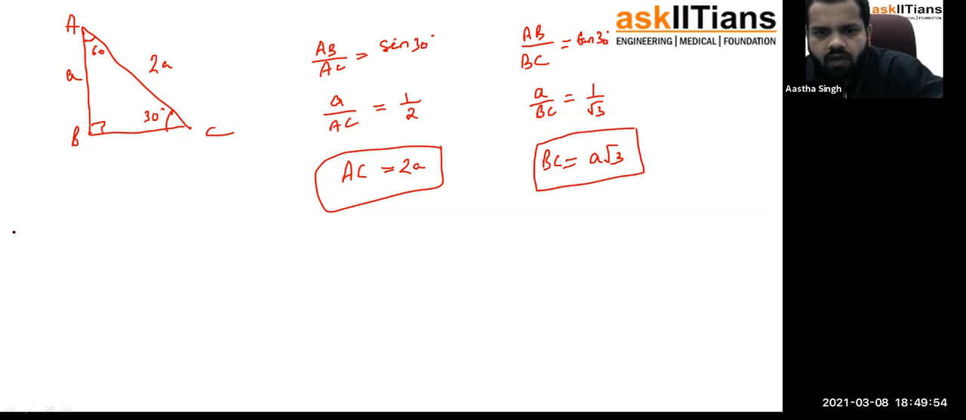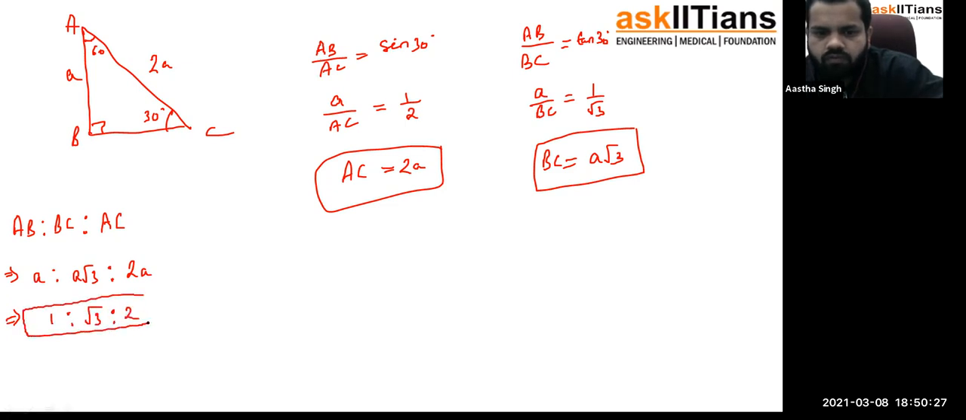So you can write your AB is to BC is to AC of any 30, 60, 90 degree triangle. Okay, so AB is A, BC is A root 3, AC is 2A. So A and A can cancel out in terms of ratio. So you will get 1 ratio root 3 ratio 2. Okay, got it or not? Okay.